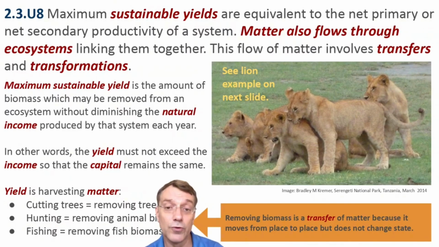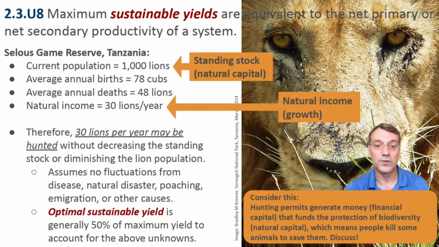Matter also flows through ecosystems, involving transfers or movements from place to place, and transformations, which is a change in state or a change in form. A sustainable yield is the amount of biomass that can be removed from the system without diminishing the system's natural regeneration rate. For example, let's consider these lions in Tanzania. If we've got 1,000 lions and there are 78 lions born every year, and then approximately 48 lions die natural deaths every year, the natural income is 30 lions per year.